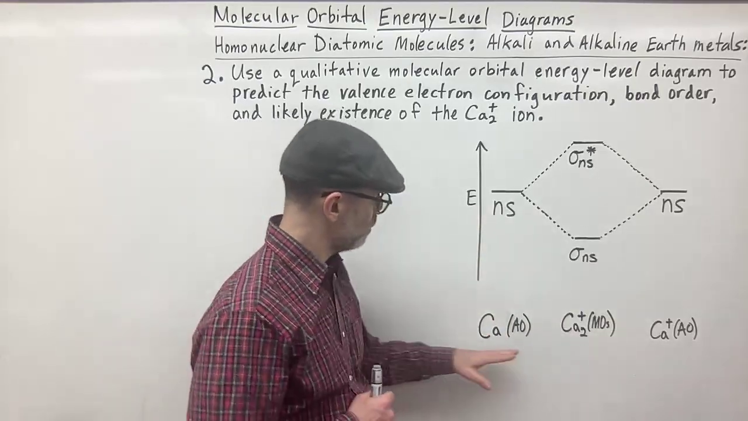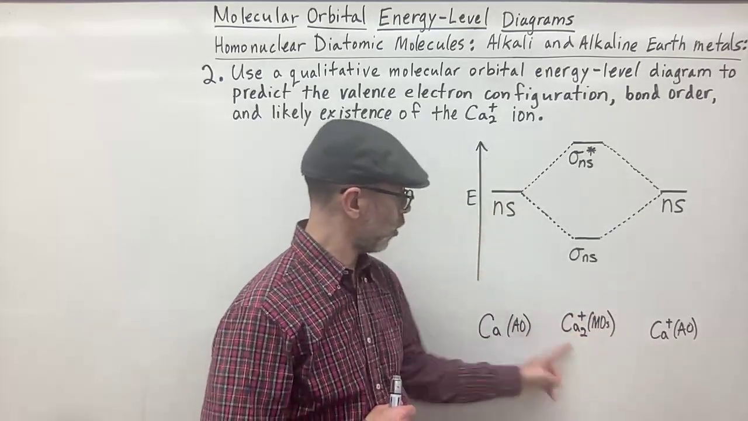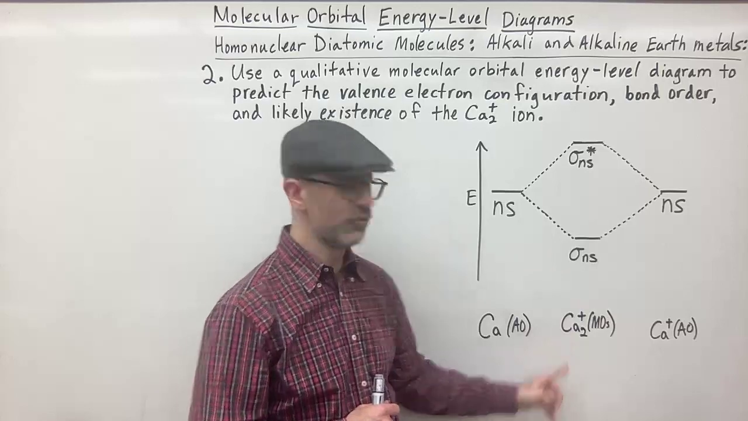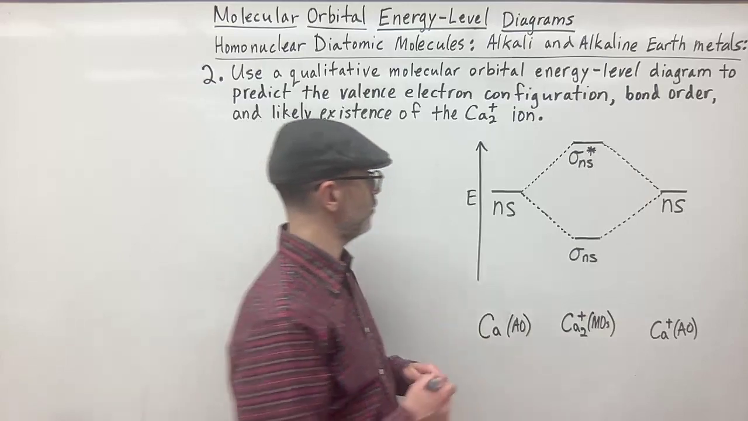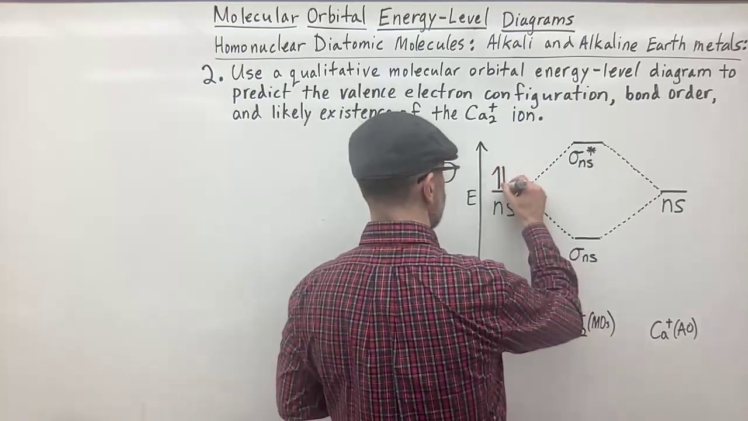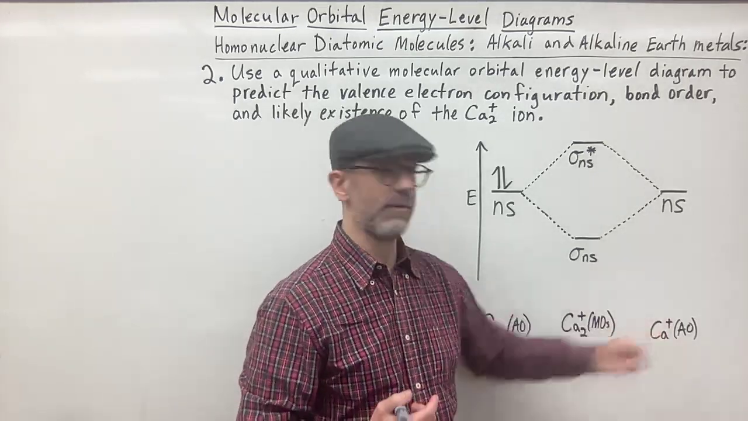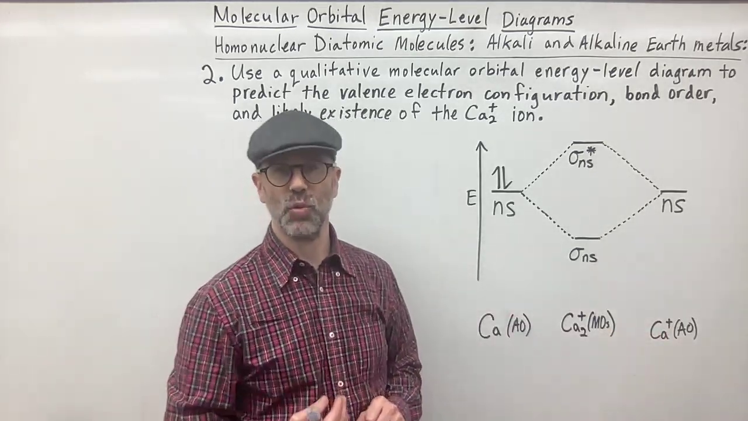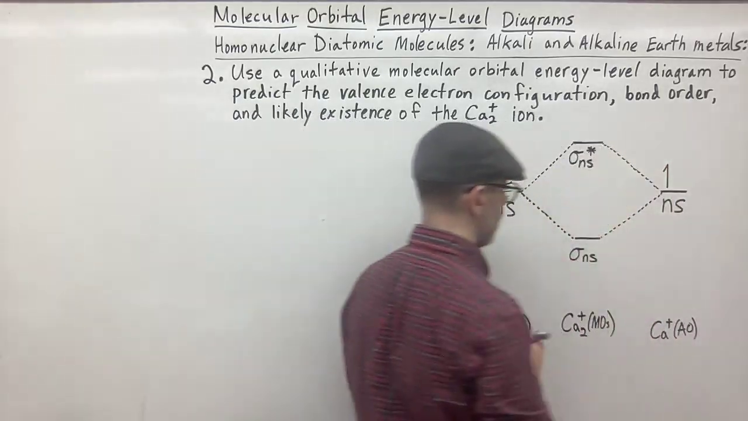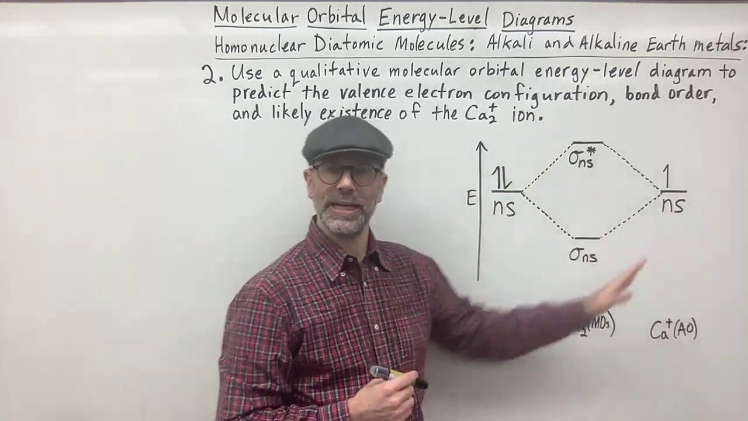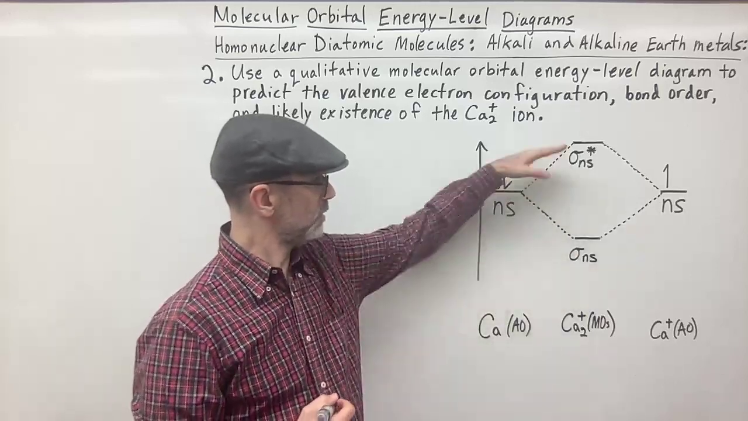Okay, so here we've got calcium and we've got calcium plus ion. They're going to form a molecule Ca2 plus. So calcium has 2 valence electrons in its 4s, so we'll put 2 valence electrons there. Calcium normally has 2 valence electrons, but since we have a positive there, that means it lost 1 electron, so it only has 1 valence electron. So there's 1 there. And now we're going to fill in the molecular orbitals from bottom to top.